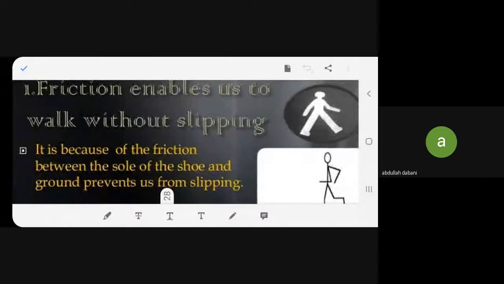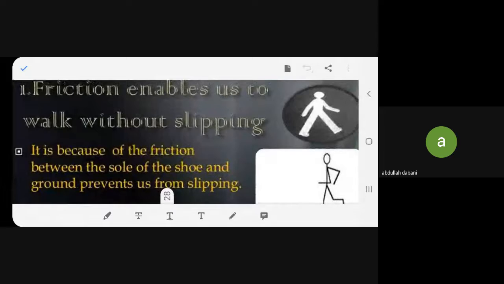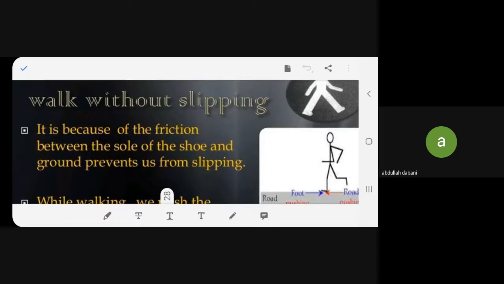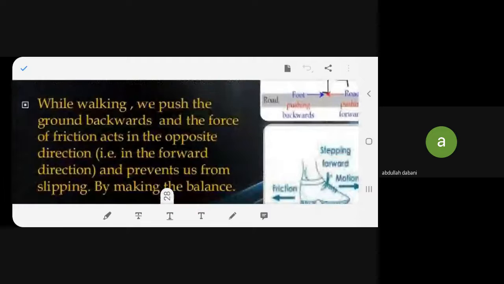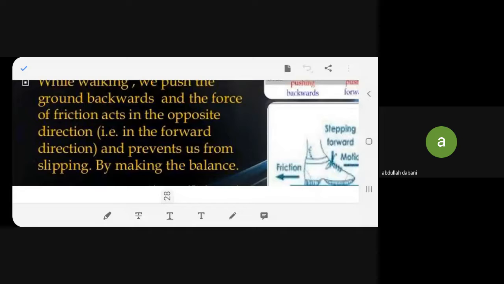Yes, beta. What else does it help? Let's see. Friction enables us to walk without slipping. It is because the friction between the sole of the shoe and the ground prevents us from slipping. While walking, we push the ground backwards and the force of friction acts in the opposite direction, that is, in the forward direction, and prevents us from slipping by maintaining the balance.